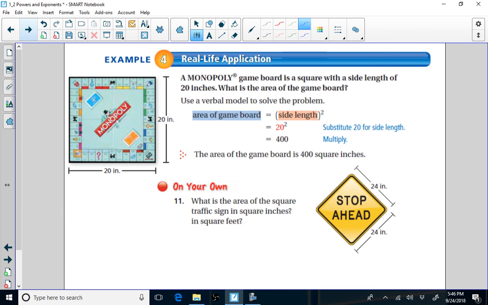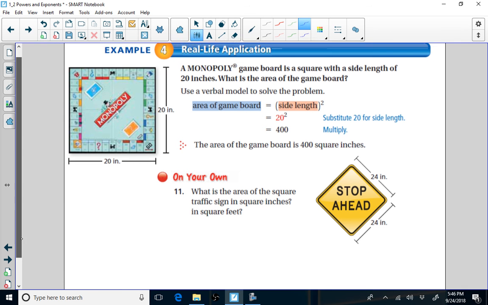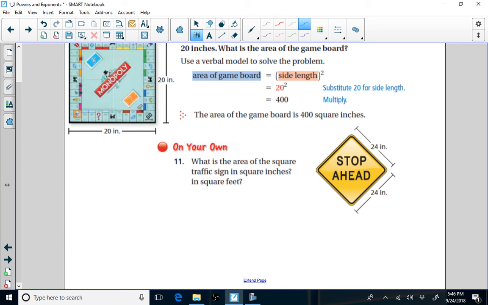We continue. Real life application. You can look at the top example, but we're going to do the on your own problem. It says, what is the area of the square traffic sign in square inches? And then what is that in square feet? Well, in square inches, we find area by taking the length of the side squared. That's the formula for the area of a square. The length of the side is 24 inches, so I want to square 24 inches.